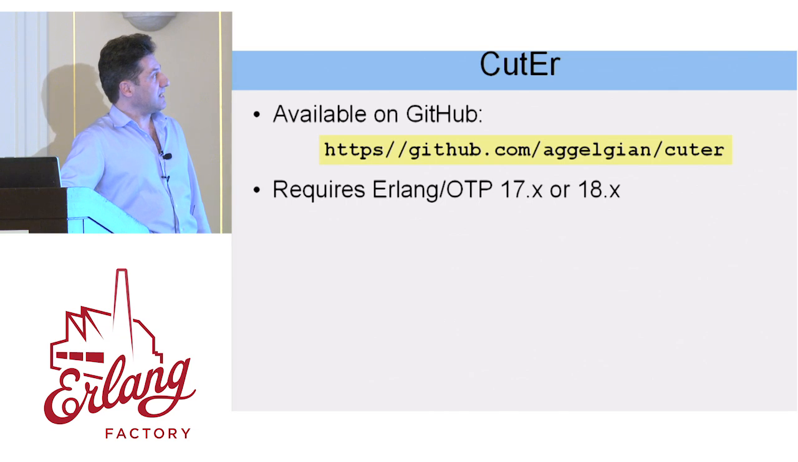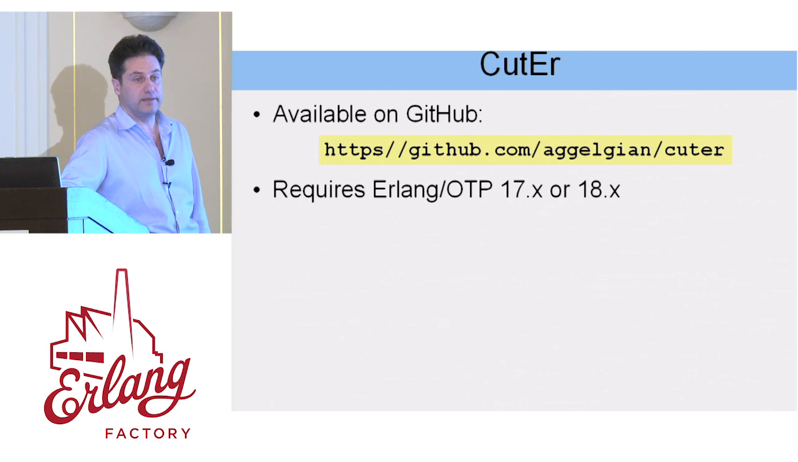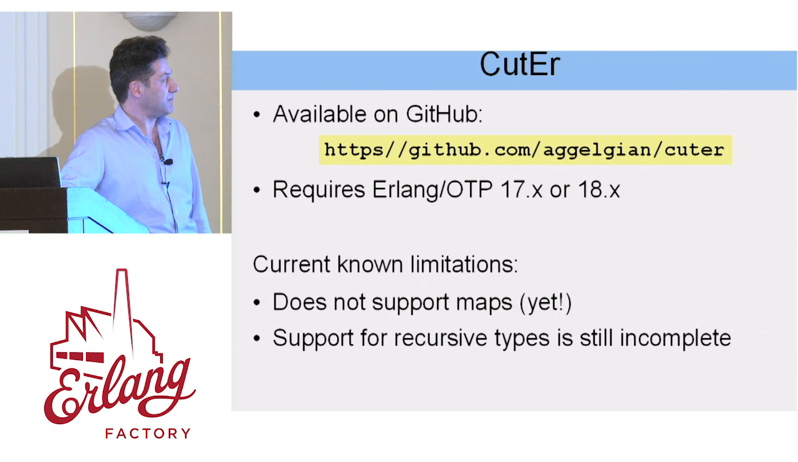The tool is available on GitHub. It works for Erlang OTP 17 and 18. It has some limitations currently. It does not support maps. We haven't added the support for maps, but it's a technicality to do that sort of thing. It works for binaries. It works for higher order functions, as you saw. Its support for recursive types is still incomplete, and we are working on that.